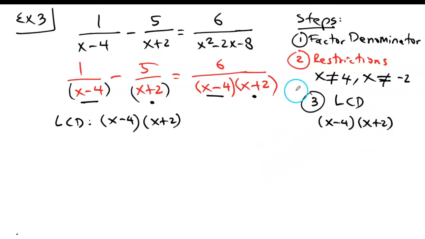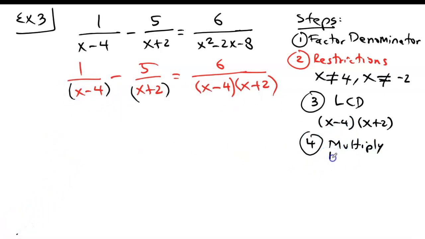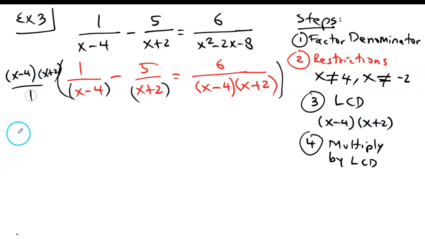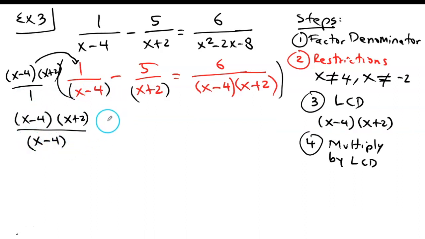Okay, now what do I do? I need to multiply the whole equation by my LCD. So my next step is multiply. Alright, so I gotta multiply the whole thing. Let's erase. Here we go, the whole thing. My LCD is x minus 4 times x plus 2, right? Let's put it over 1 to make sure that we don't make mistakes. This times 1 is the same thing. So I have x minus 4 times x plus 2 over the same denominator. 1 times that is the same. If you want to keep it in parentheses, that's fine.